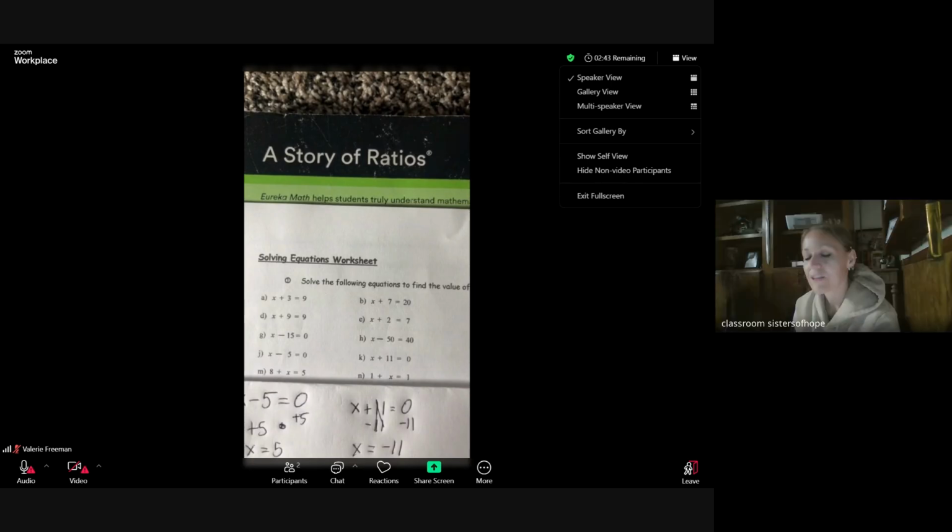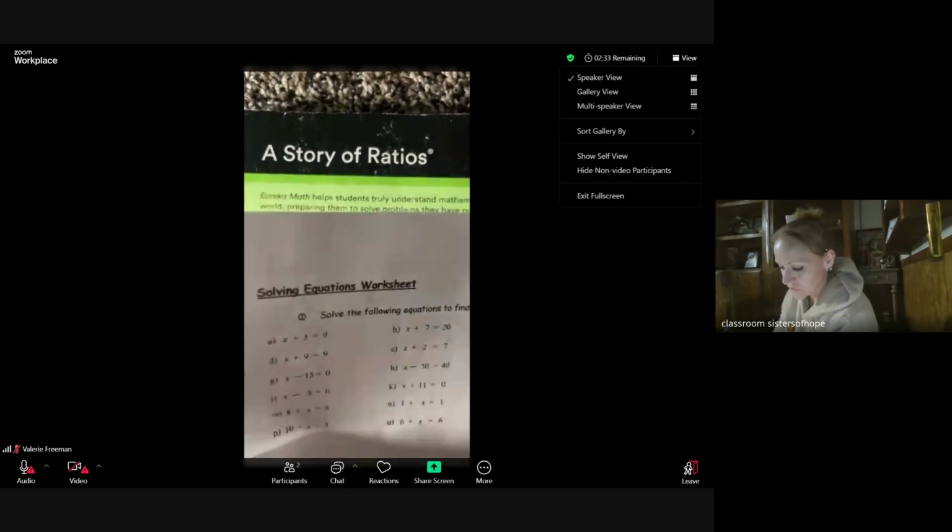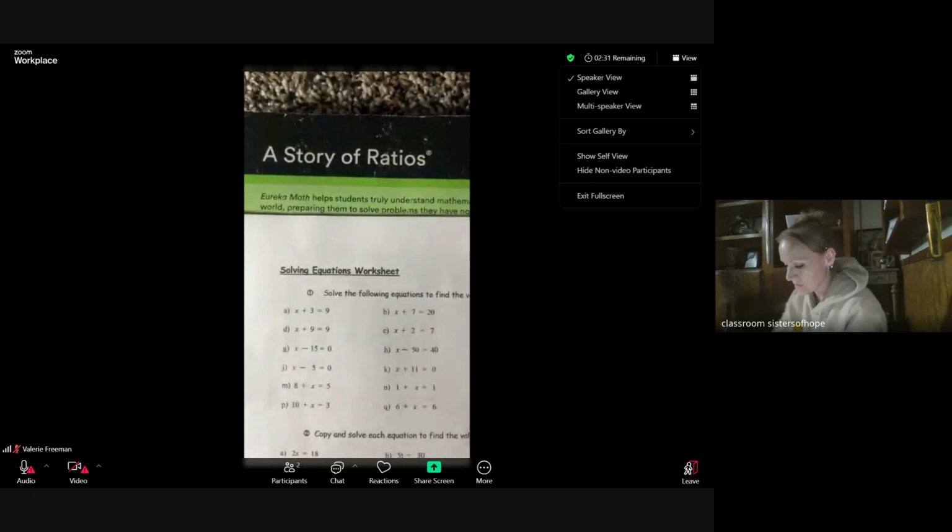Okay, well, let's move on to multiplication and division. The good news is it's the exact same thing. We're just multiplying and dividing. So I'm going to go down to the second section.